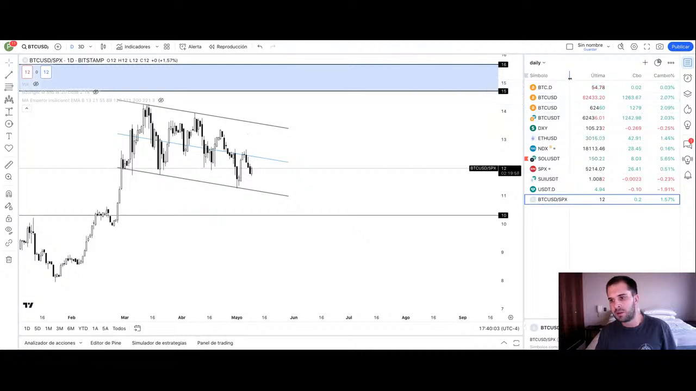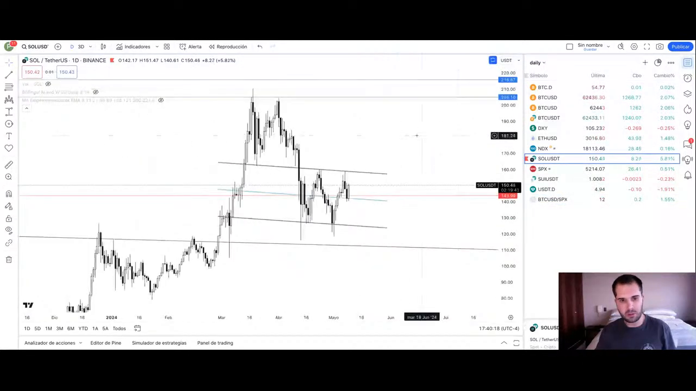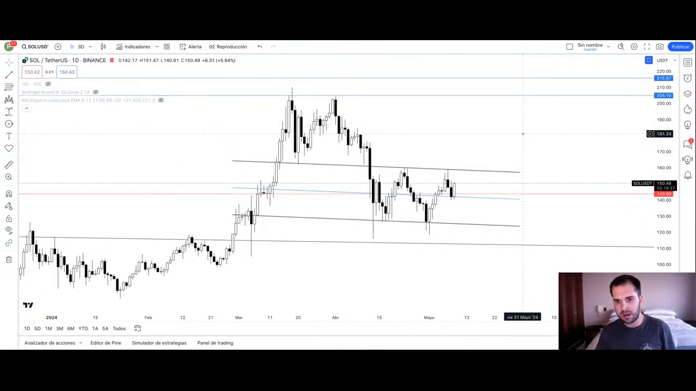All right, so let's keep moving. I've read people saying that Solana is a risk-on index for this market. So we're going to go through Solana. Solana is working on its highest daily candle close since May 6th.